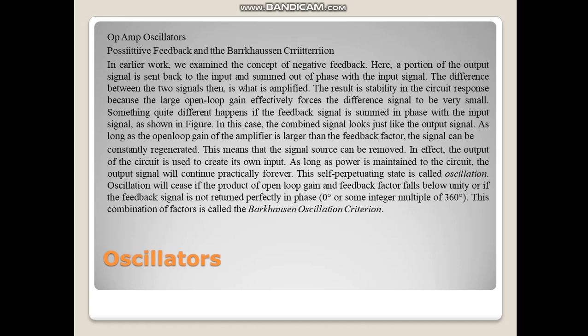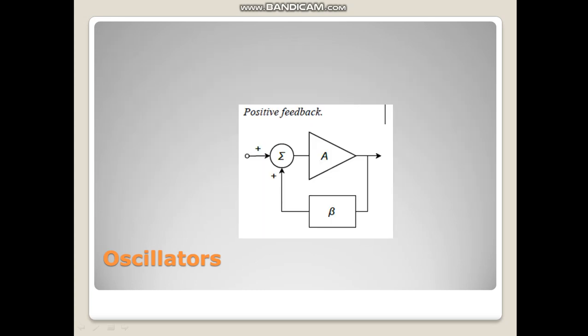Oscillation will cease if the product of open loop gain and feedback factor falls below unity or if the feedback signal is not returned perfectly in phase. This combination of factors is called the Barkhausen oscillation criteria, in which we have taken positive feedback. This forms the oscillator. So an oscillator is a basic positive feedback circuit.